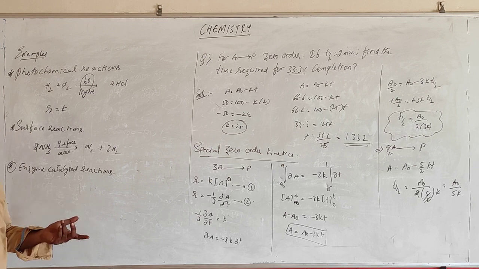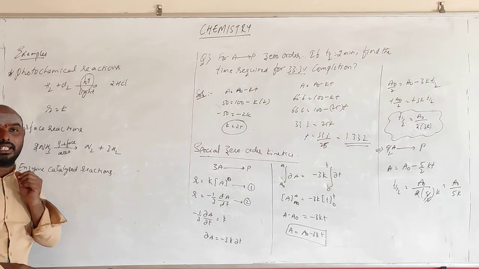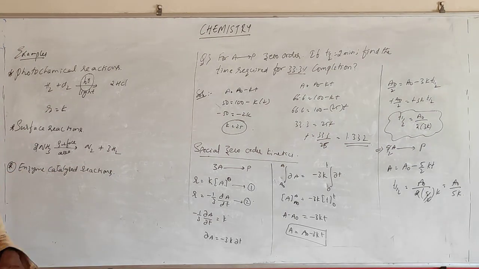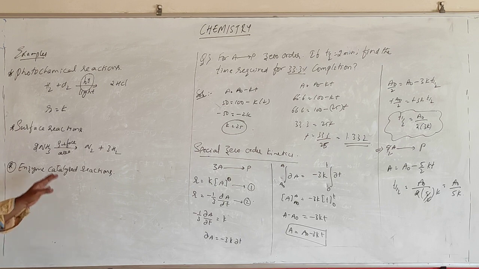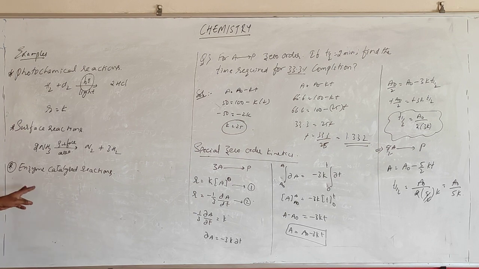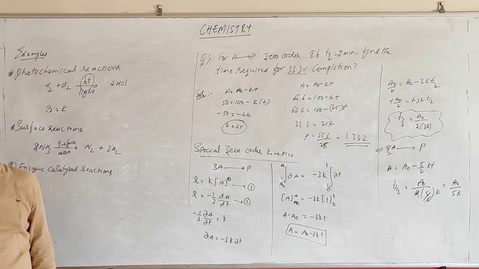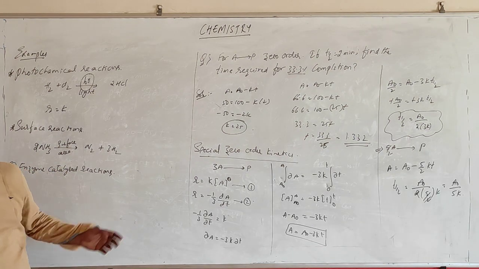The more the surface area of the catalyst, the more the decomposition of that particular gas. Ammonia is a gas that gets decomposed into N2 plus 3H2, and it depends upon the surface area of the catalyst. If the area is lesser, the rate will be lesser. Here the rate depends upon the surface area of the catalyst. And some reactions are enzyme catalyzed reactions. So these are the examples with respect to zero order kinetics.